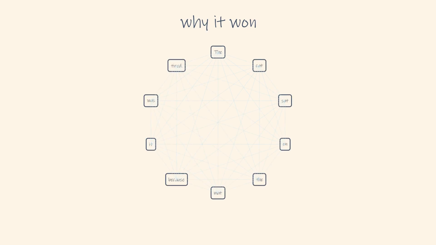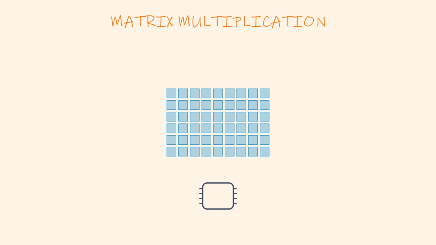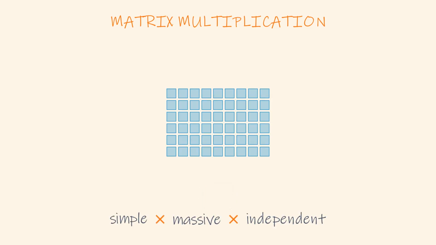Attention didn't change the world just by being smarter. Every word checking resonance against every other word. Look closely, and that's a giant grid of multiplications. In other words, matrix multiplication. Remember our conclusion from last time. Simple, massive, independent multiplication is exactly what a GPU loves.